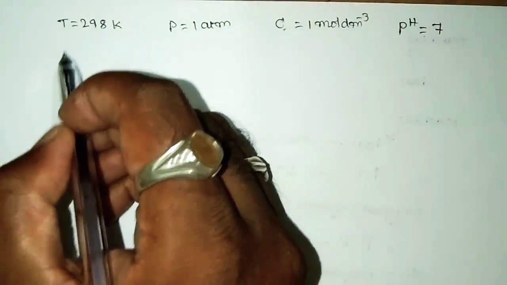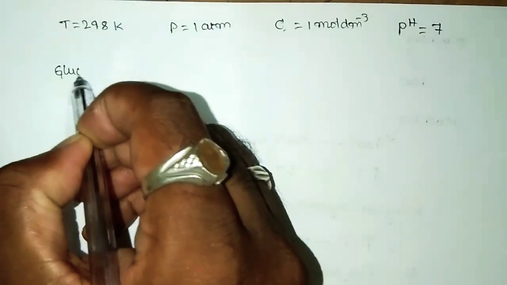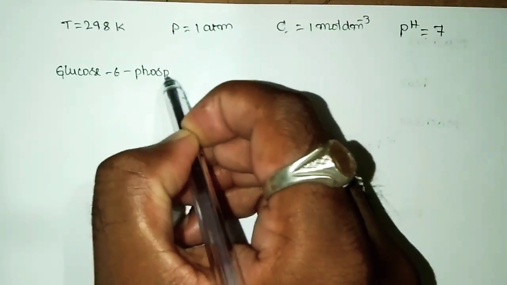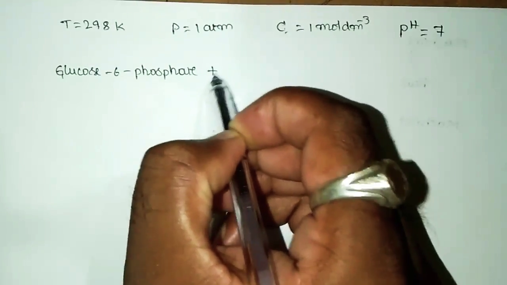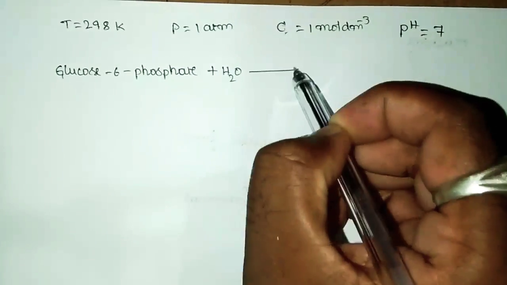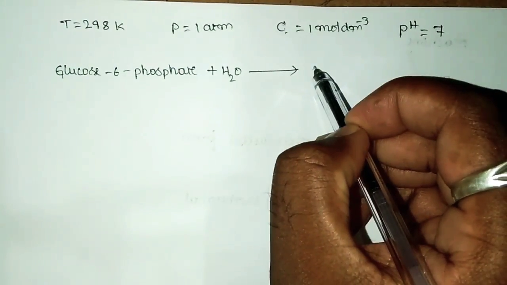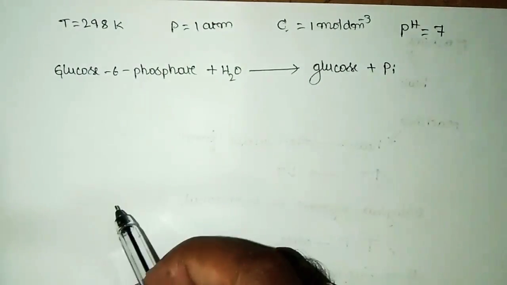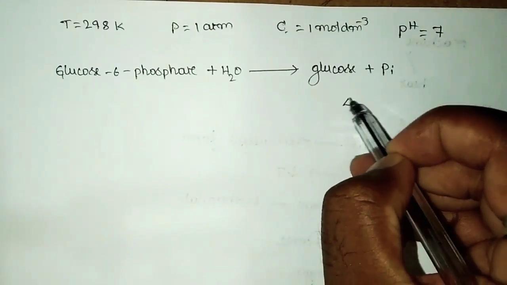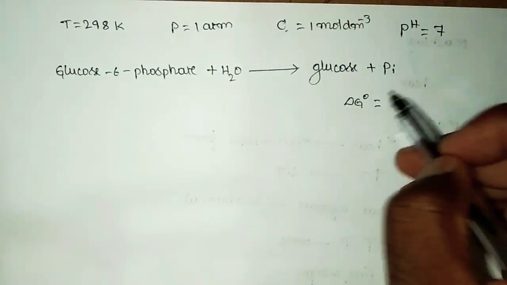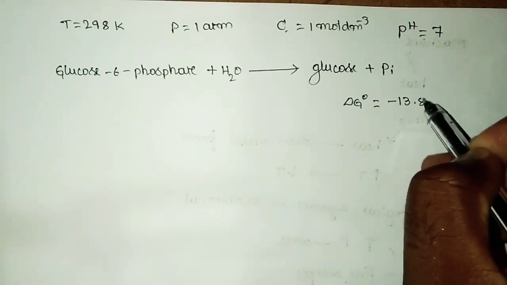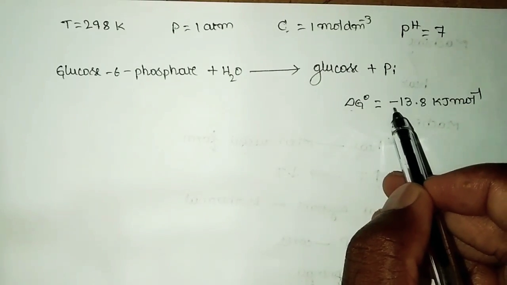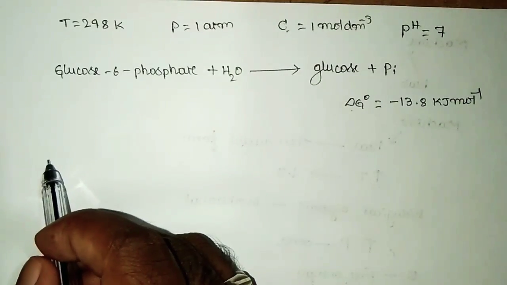So if you consider the hydrolysis of glucose 6-phosphate, upon hydrolysis you will be getting glucose with the regeneration of inorganic phosphate. For this reaction, the value of delta G naught comes to minus 13.8 kilojoules per mole. So here we are having delta G naught with the negative sign. So this is a spontaneous process.